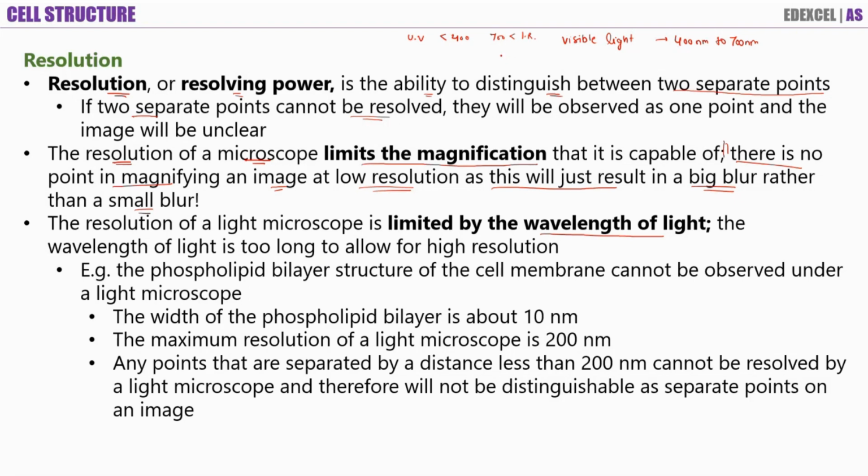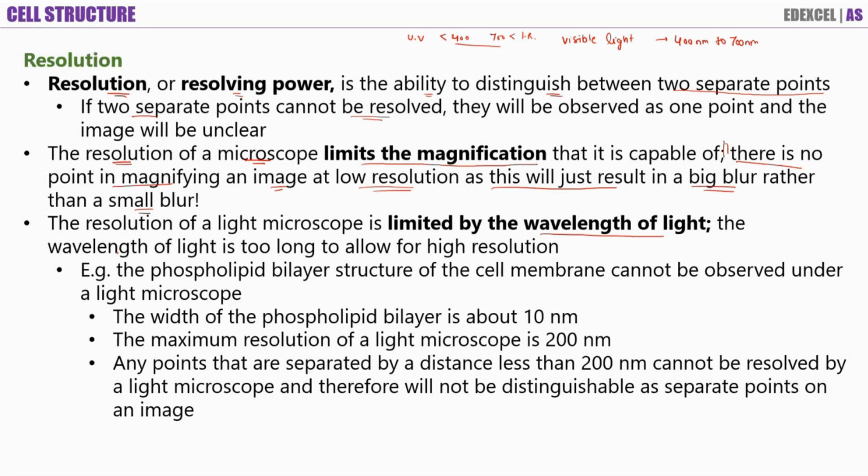Got it? Remember this thing: visible light is 400 to 700 nanometers. But when we talk about electron beams, electrons are very small, you all know, right? So the wavelength of electron beams is very, very less, and that is why they are able to produce a better image, or they have a higher resolution.